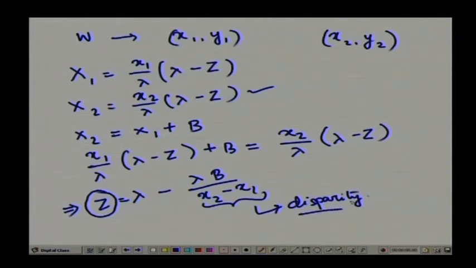So, if I know this disparity for a particular point in the left image and the right image, I know the lambda, that is the focal length of the camera, and I know the displacement between the two cameras, I can find out what is the corresponding depth value, that is z.